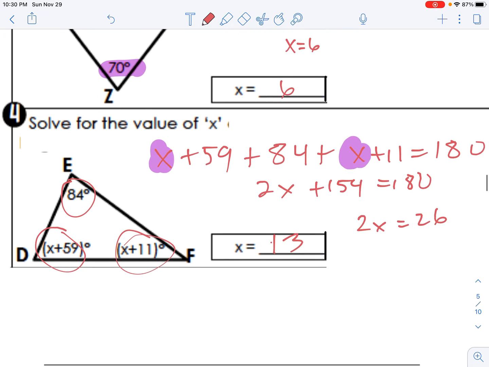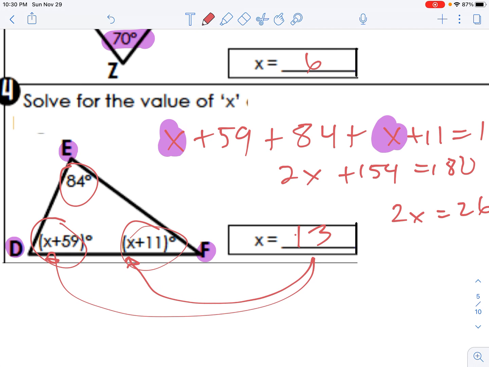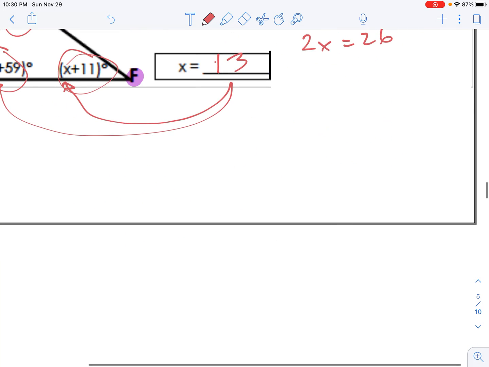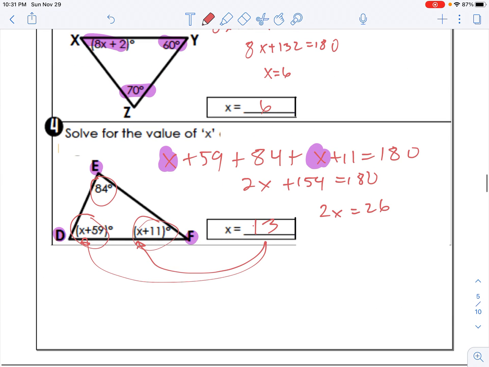Now, it just says solve for x, so we're done, but it might say find the measure of each angle. Well, E is already 84. If it asks us to find the measure of the angle, then we have to take the 13 and plug it in. But it's not asking us to do that in this case. All right, so that's the interior angles. All the angles of a triangle add up to 180.